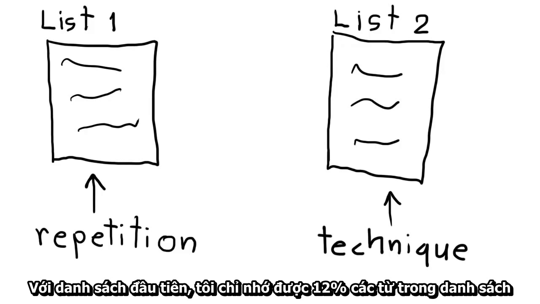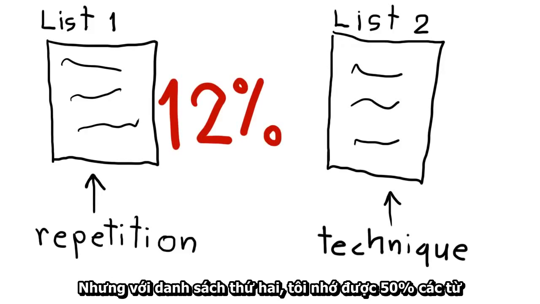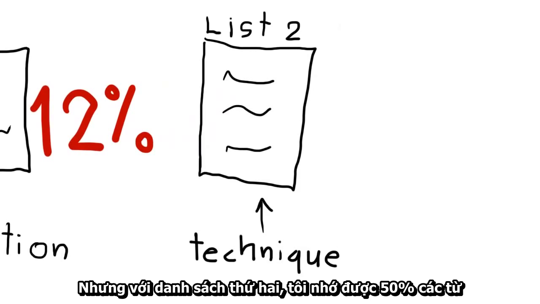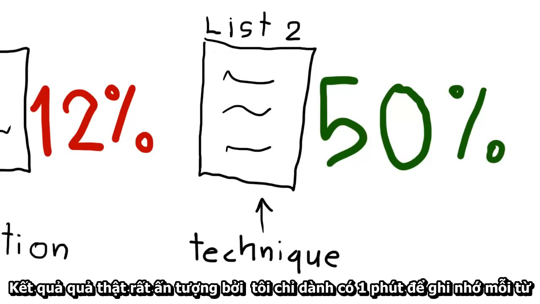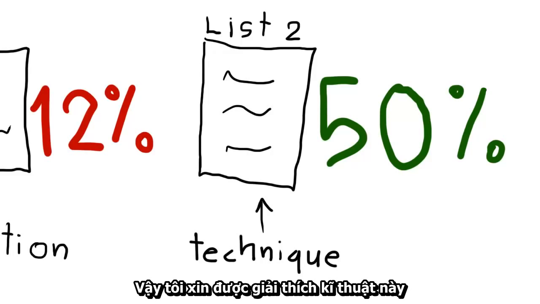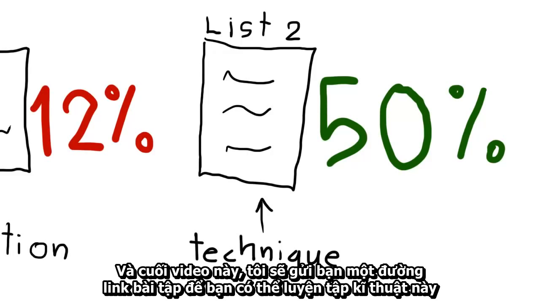For the first list, I was able to recall only 12%. But for the second list, I recalled as much as 50%. This is pretty impressive considering the fact that I spent only 1 minute memorizing each word. So let me explain the technique, and at the end of this video, I will give you a link to an exercise that you can do to practice this technique.